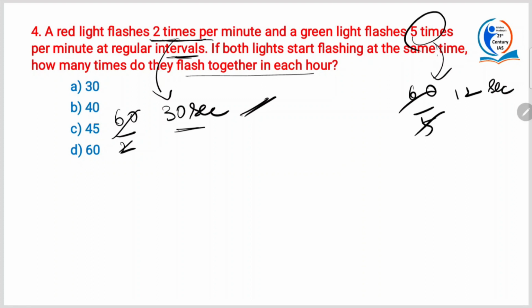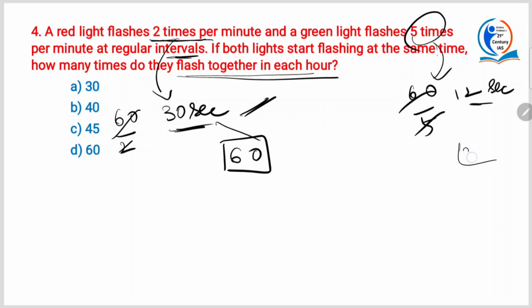Now they are asking, if both lights start flashing at the same time, how many times do they flash together in each hour? Now take the LCM of 30 and 12. What is the LCM of 30 and 12? It's 60, just by observing. Now don't write like a kid, 30, 12, 2, 2, 2. No. See, 30 one side is 30, 12 one side is 12. Now, 2 3s are 60. Is 60 there in the 12 table? Yes. 12 5s are 60. So that is the least common multiple.